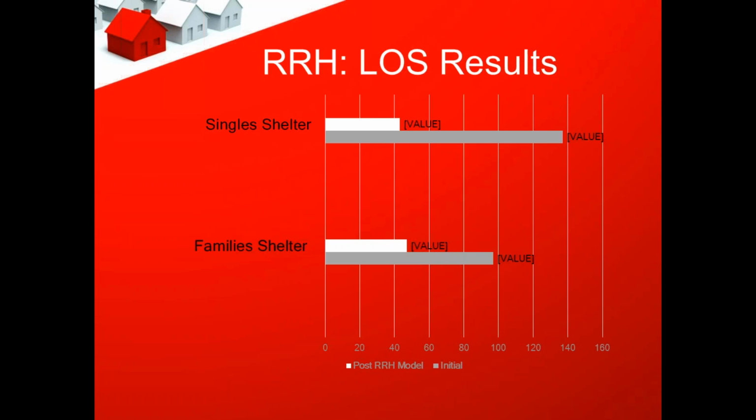So the length of stay for the single shelter before we began the rapid rehousing challenge, for singles, we were at 137 days. At the end of the year, our average length of stay had gone down to 42 days. For our family shelter, when we began, our length of stay was at 97 days. And over the course of a year, when we ran the results again, we had gotten the length of stay for families from 97 to 47.